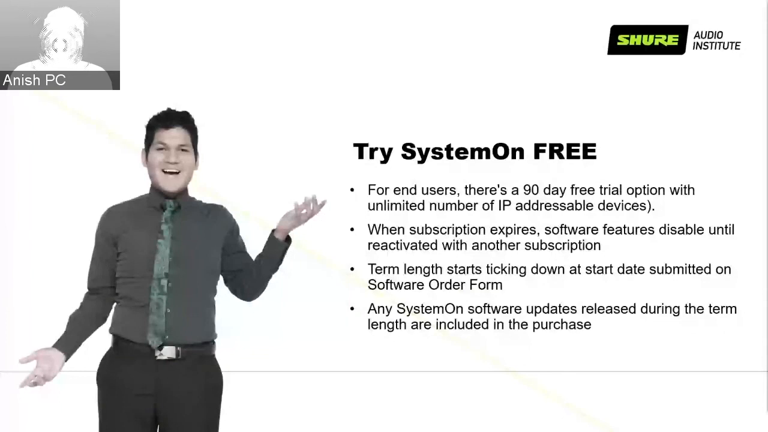To continue using the software after 90 days, you'll need to purchase a license plan and apply it from the license page. So a short word of caution, the customer's license start day is the day that you'll enter on the software order form. So please plan accordingly. So lastly, we want to mention that any SystemsOn software versions released during the term length are included within the purchase.